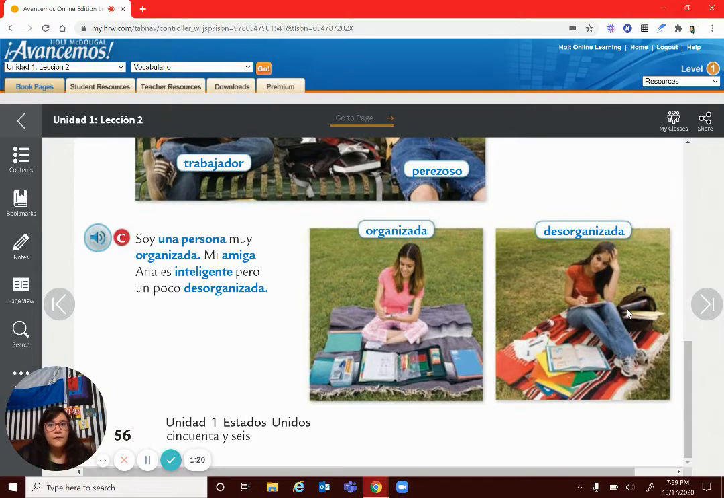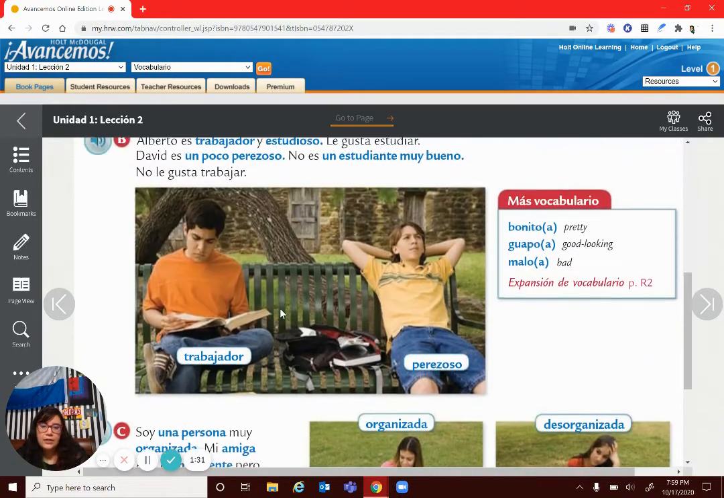Are they a nice person? Are they a funny person? Are they a hardworking or lazy person? So although you might be able to see them as well, it's more of just how they act. So I'm going to go through these 2 pages to show you the examples and the pictures that they give you guys.